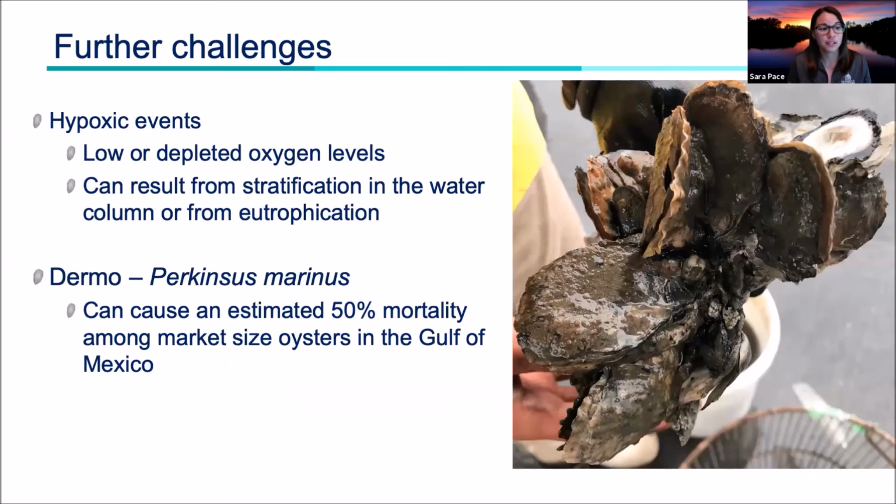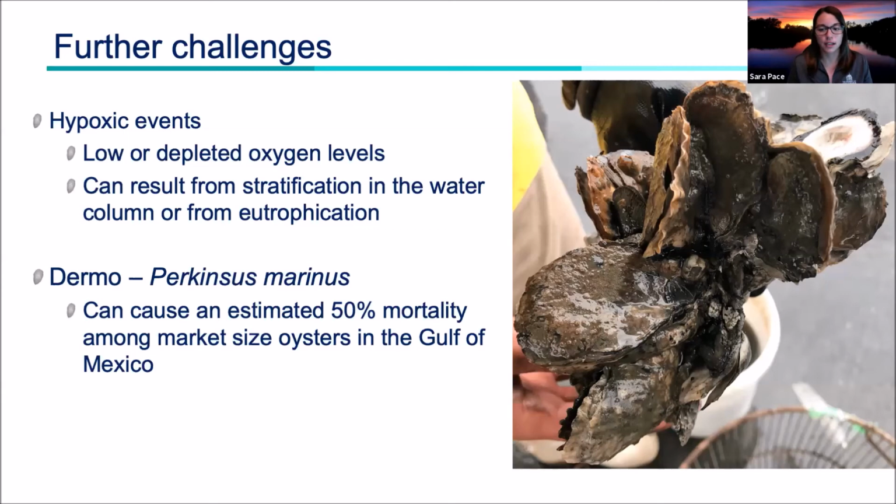What other challenges do oysters face? Hypoxic events are pretty common in the Gulf. These are situations where there's low or even depleted levels of oxygen, and this can result from stratification in the water column due to salinity or temperature gradients that prevent mixing, or from eutrophication, which is when the environment becomes enriched with nutrients. This promotes the growth of algae, which leads to algal blooms, and then that algae dies, sinks, is consumed by bacteria, and in the process, the bacteria use up all of the oxygen while eating the algae. And so now the oysters are stuck in an area with no oxygen.